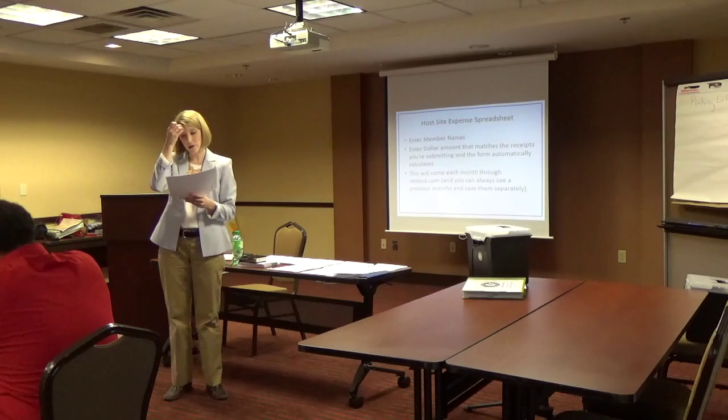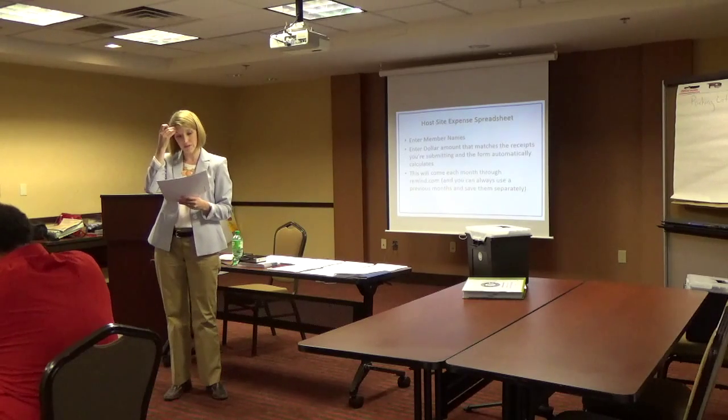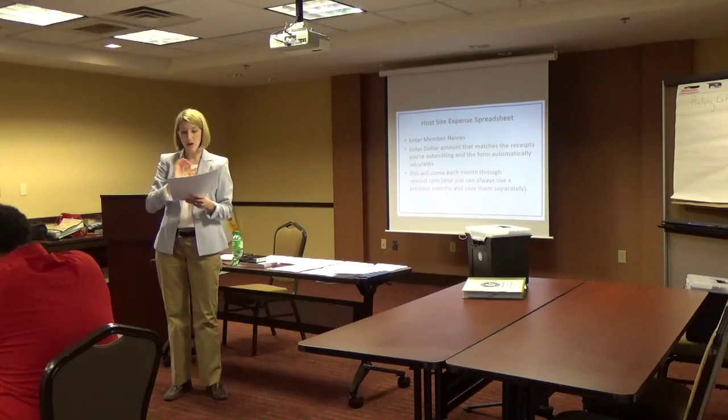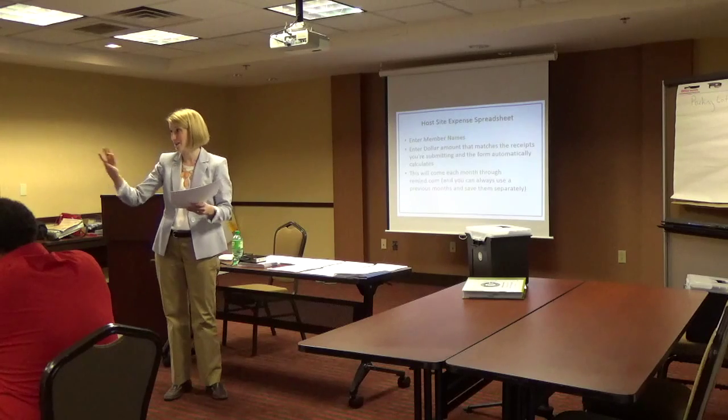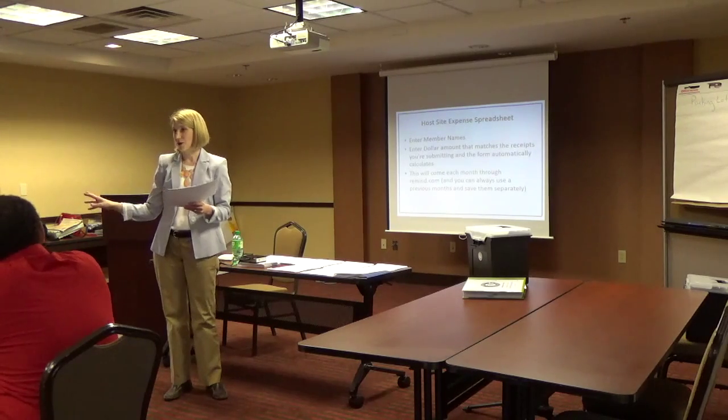For each AmeriCorps member at your site, enter the amount of member living allowance. The other cells will automatically populate with the correct amount. So this is like your DHS and DMH. You only have to enter in the yellow part. Everything else calculates across for you.